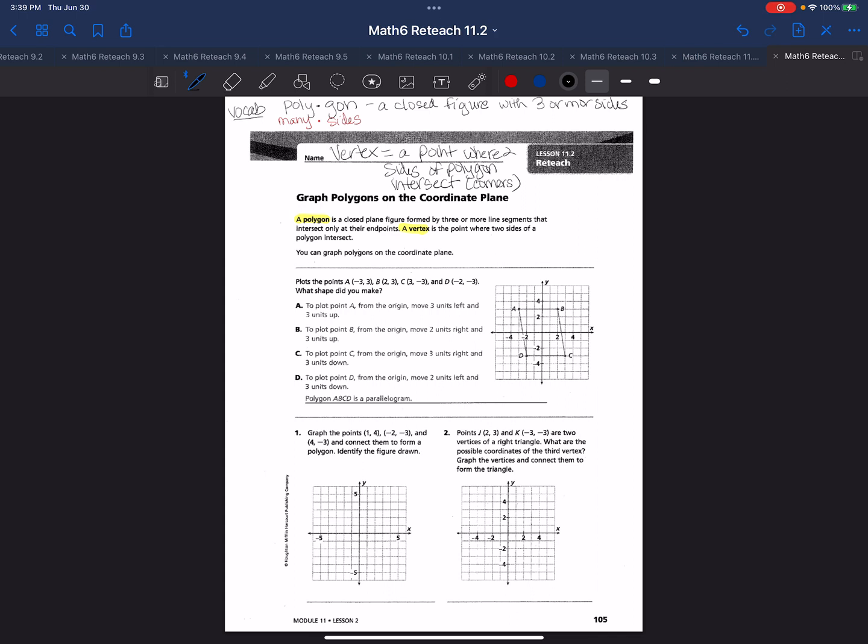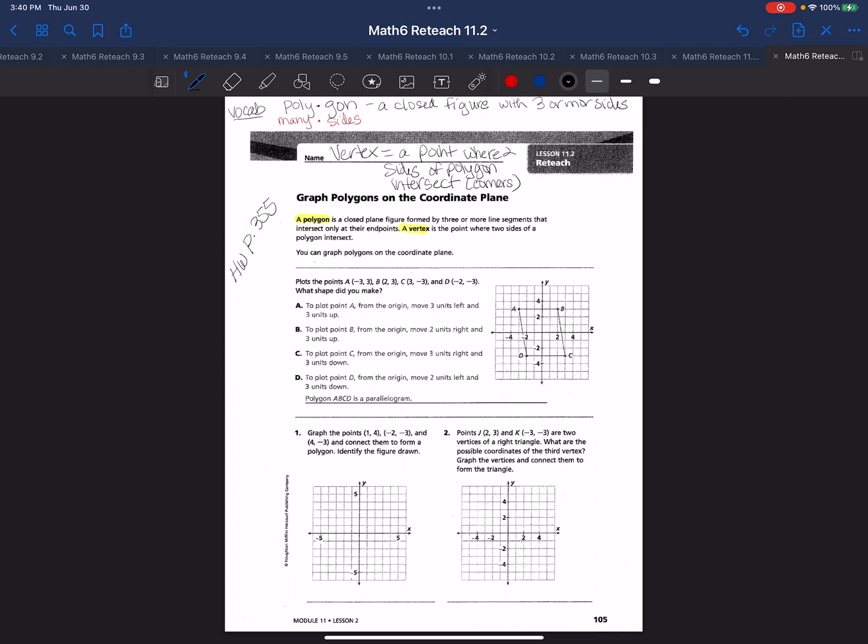You can graph polygons on the coordinate plane. I encourage you to pause this video at any time and complete these problems on your own first, and then go back and watch the video. If you'd like to reference some problems, please look at your homework on page 355 in your student workbook that are similar to these. This first example will give you the steps needed to solve the problem.